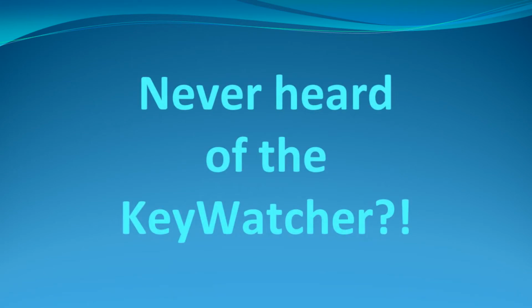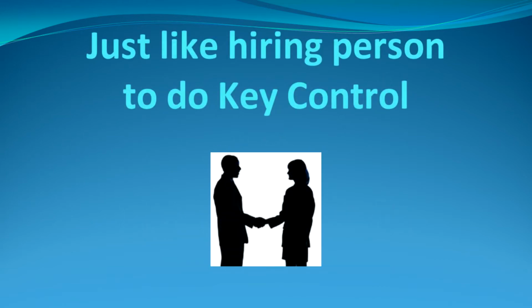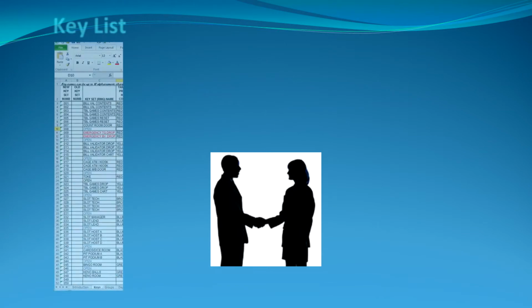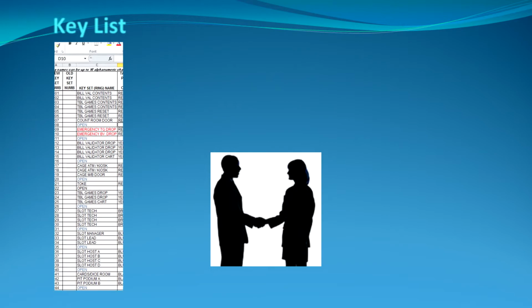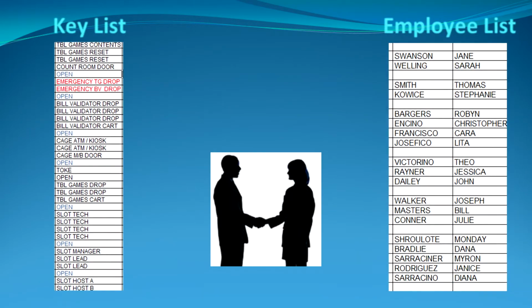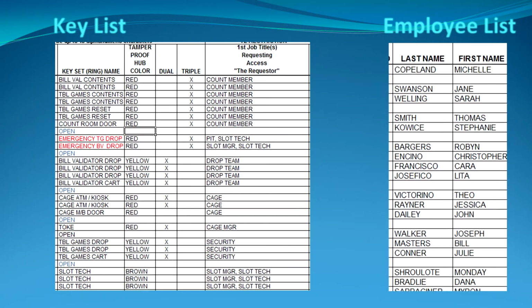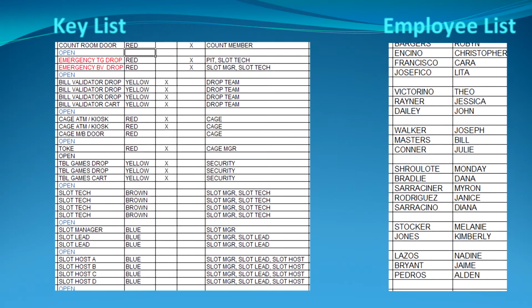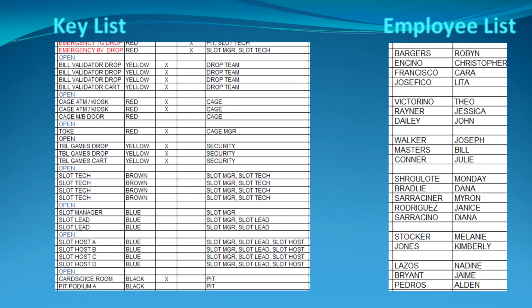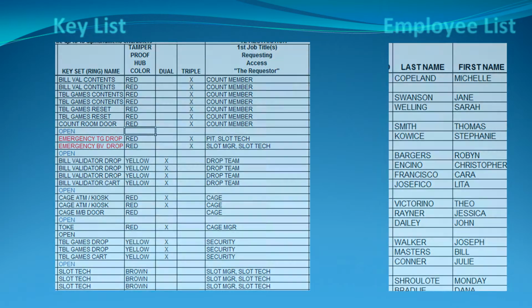Assuming that you're new to the KeyWatcher, the easiest way to approach the workbook is to think of the system as being just like hiring a new employee to do key control. With a person in charge of issuing key sets, they would first need a list of key sets as well as a list of employees that could check the sets out. Then, assuming that not every employee could have access to any and all key sets, you would also create a list indicating which employee had access to which key sets. It's exactly the same with the KeyWatcher. The difference is that you're working with a computer rather than a person.